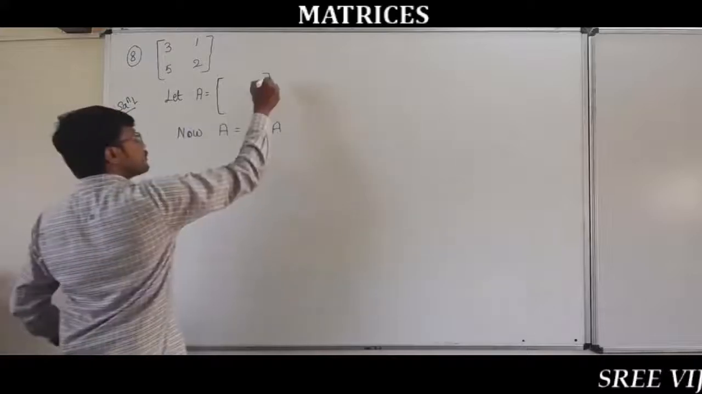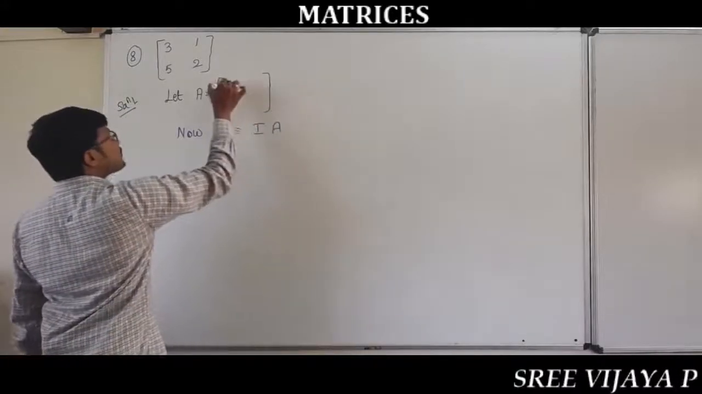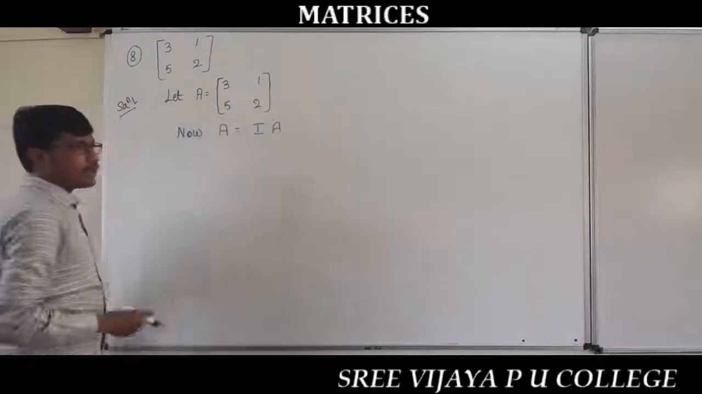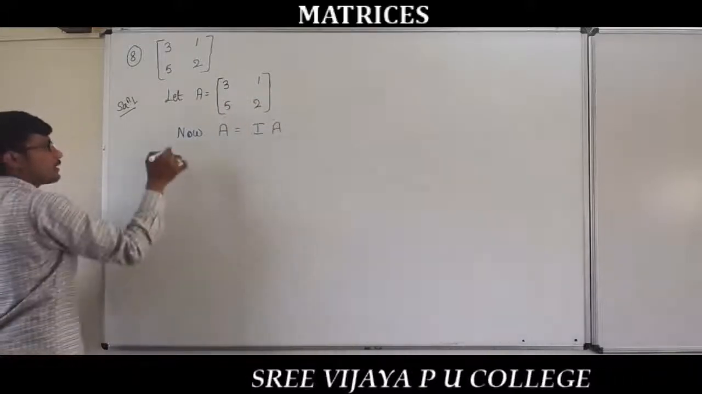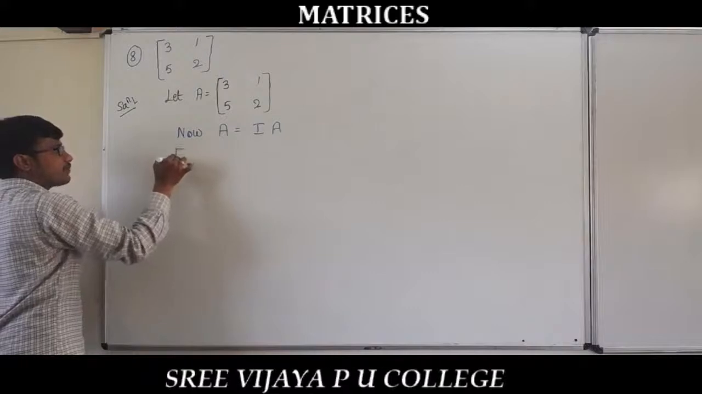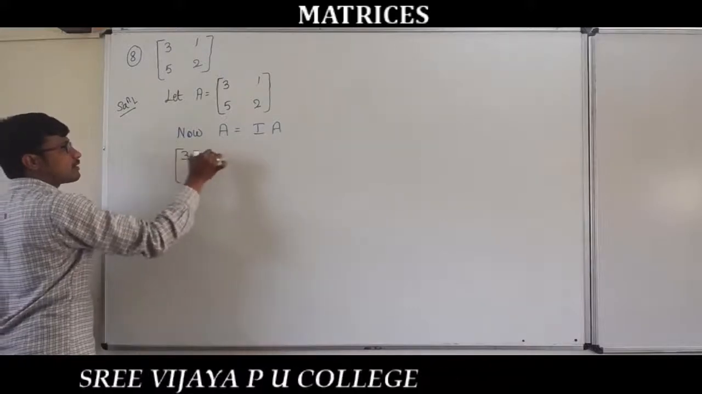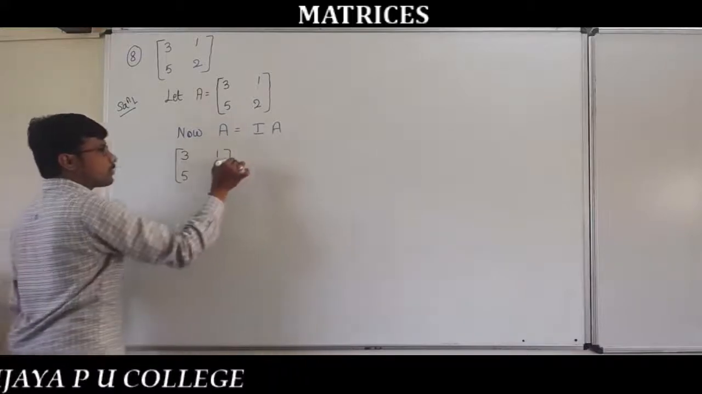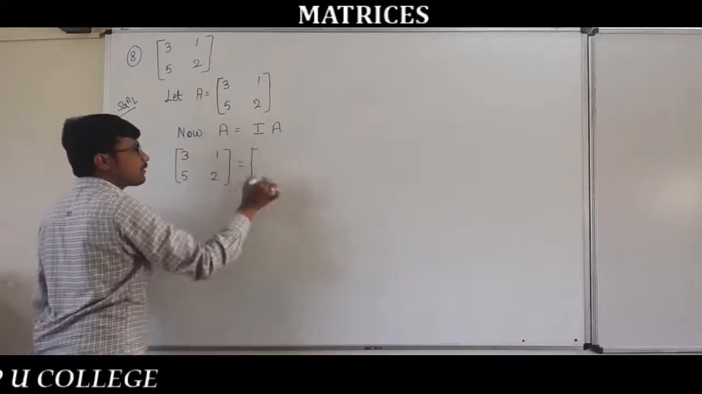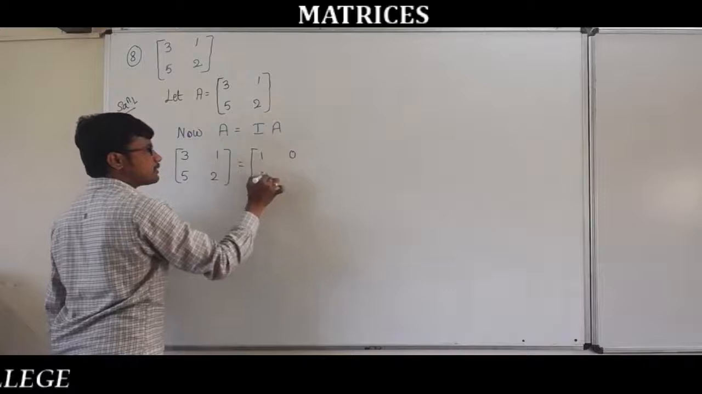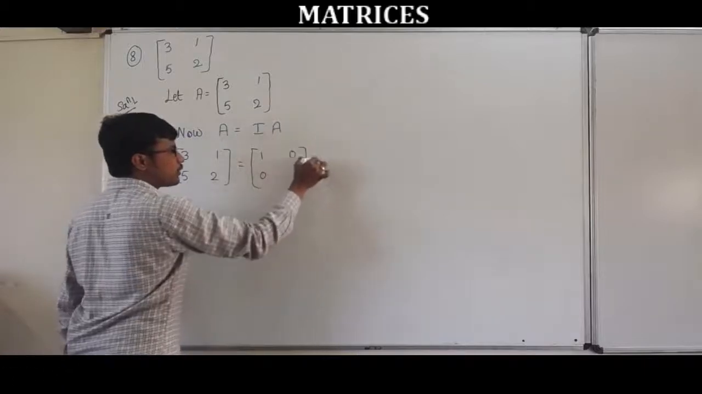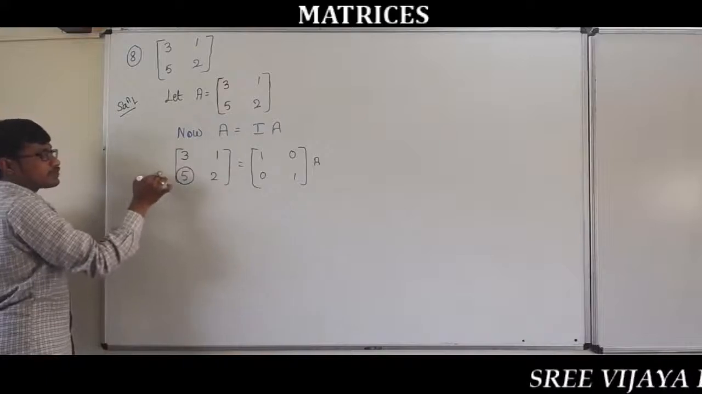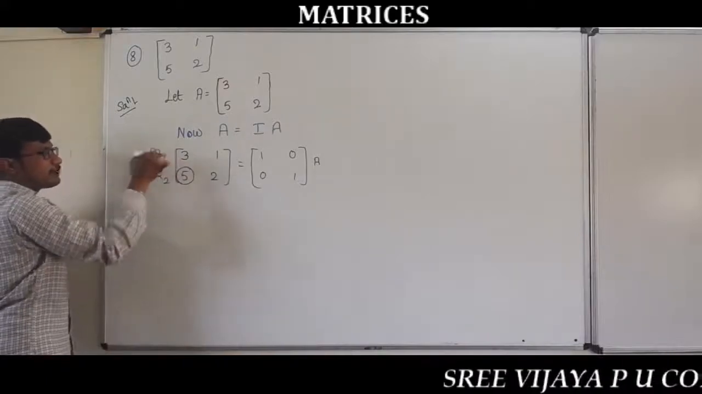Okay, let us consider the solution for this problem. So A equals 3, 1, 5, 2. We take A equals I times A. A is 3, 1, 5, 2 equals I, which is 1, 0, 0, 1, into A. So now, to make it a 0, it is in which row? It is in the second row. It is the first row.